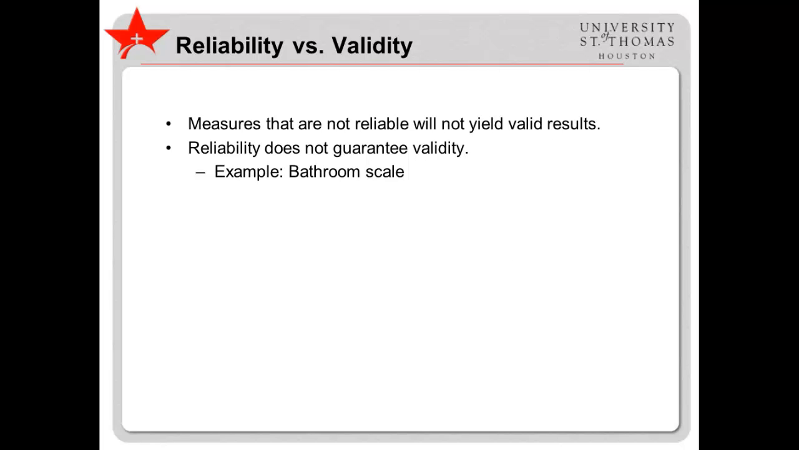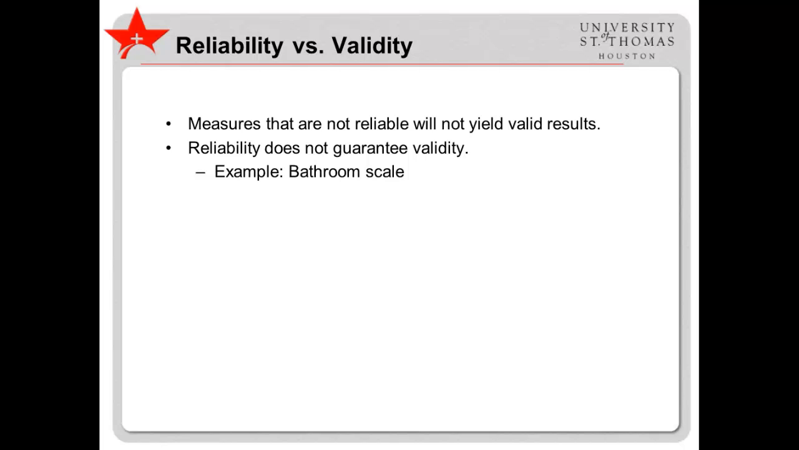How are reliability and validity related to each other? Reliability is a necessary condition for validity. Measures that are not reliable will not yield valid results. However, reliability is not a sufficient condition for validity. A highly reliable measure can still be invalid.